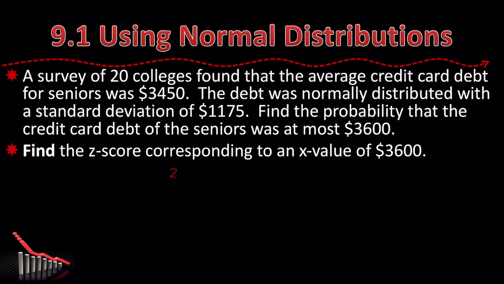All right, so our z-score was x minus the mean over standard deviation. Well, x is 3,600. Our mean is 3,450. Standard deviation is 1175. And when you do that, you get 0.13. So that means it's 0.13 of a standard deviation from the mean, which means it's very close to the mean. So this person's pretty much average.